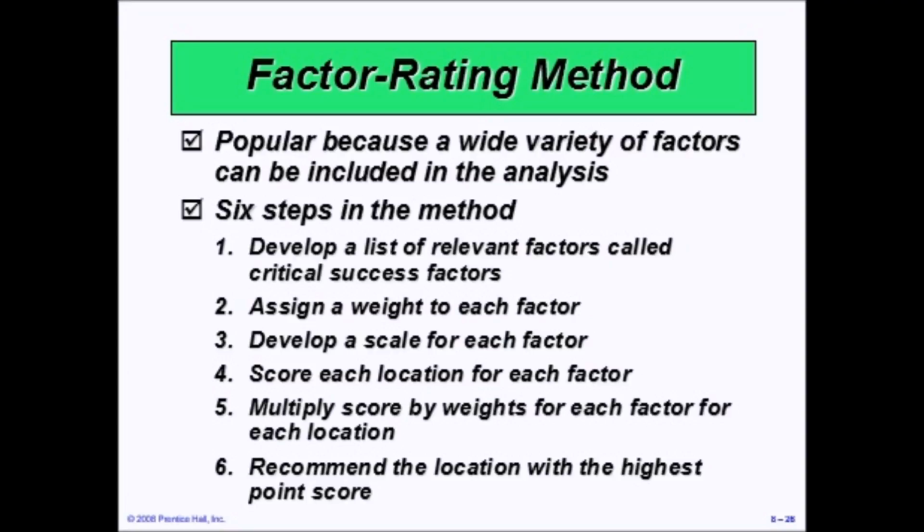Another reason that the factor rating method is so popular is that it's relatively simple to use, requiring only 6 steps. Develop a list of relevant factors, also called critical success factors, followed by assigning a weight, develop a scale, score each location, multiply the score by the weight for each factor, and lastly recommend the location with the highest point score.